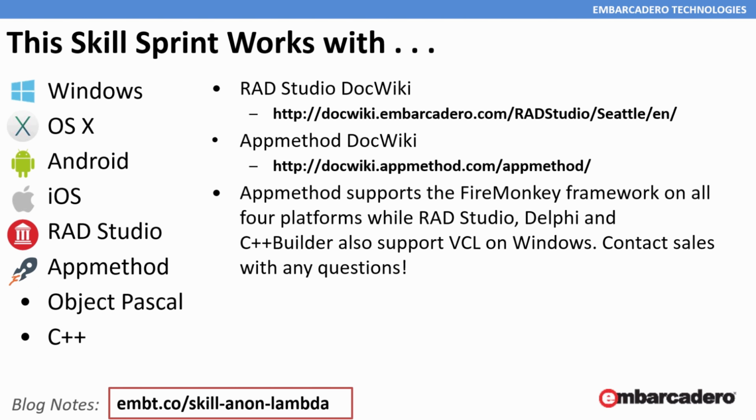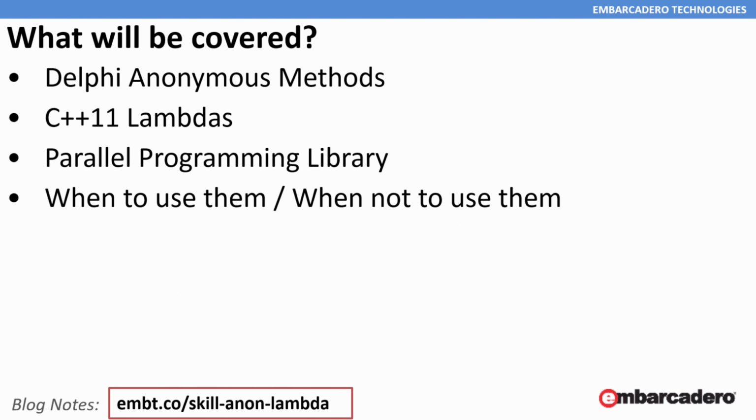This skill sprint works with RAD Studio, Delphi, and C++Builder 10 Seattle. It also works with AppMethod. We've got the DocWiki links up there on the right-hand side. You can use these sample programs. In this case, I'm going to be using multi-device applications for Delphi and C++Builder. They run on Windows, Android, and iOS for C++11, and they run on Windows, OS X, Android, and iOS for Delphi.